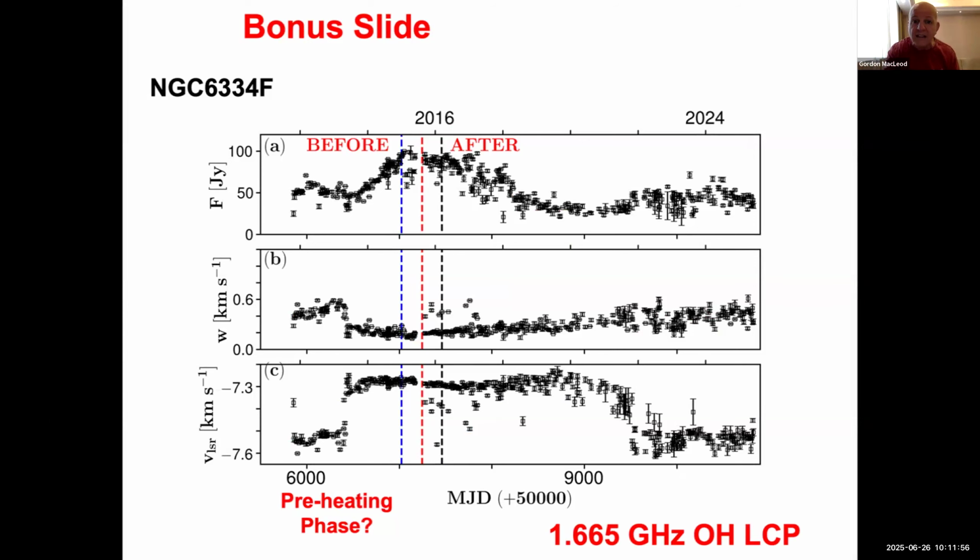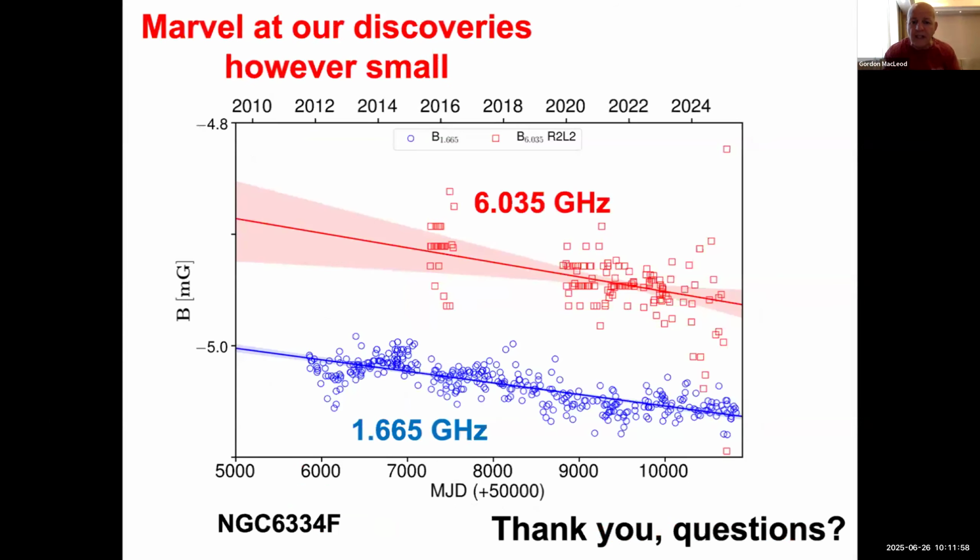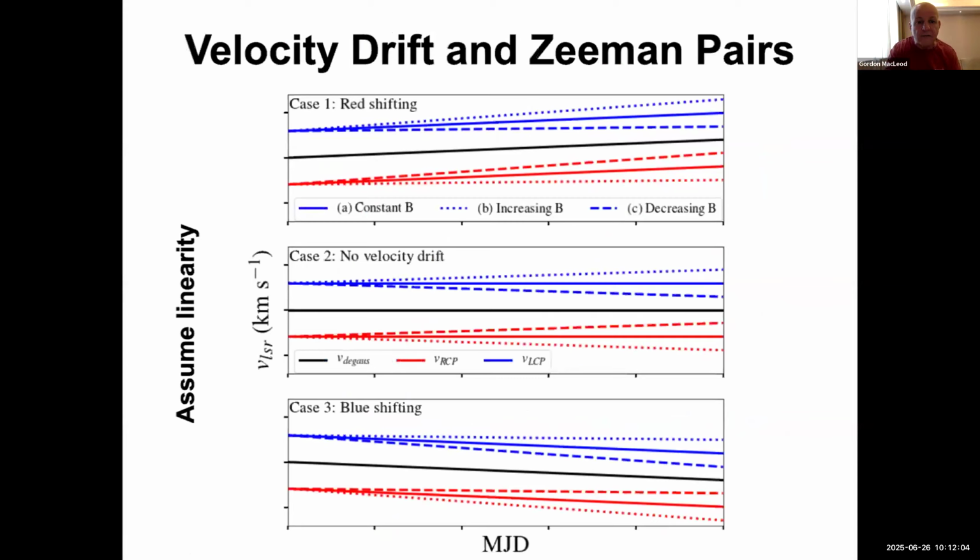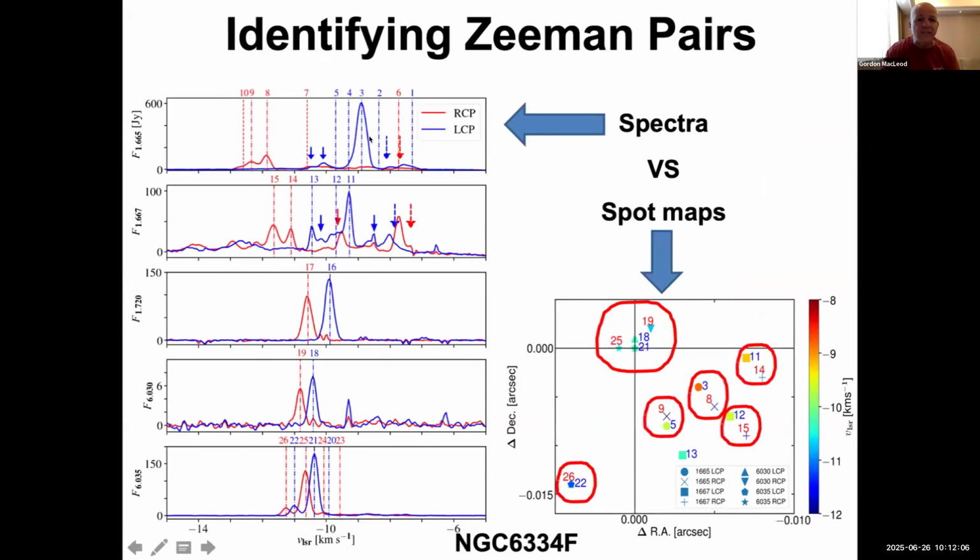Because in fact, let me go back here. You see the 1665? Where's the RCP for that? Right here. So here's 1665, here's 3 and here's 8.